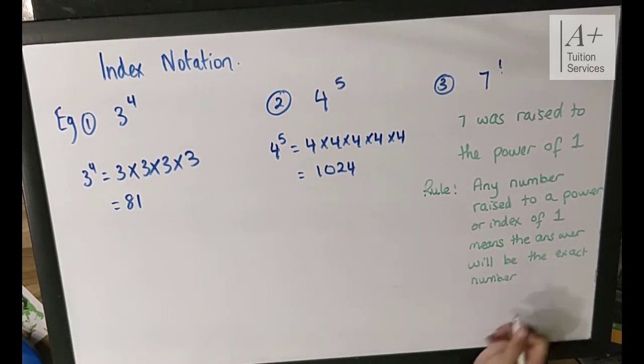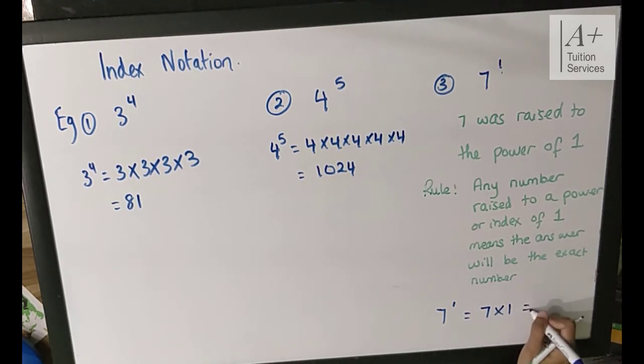Okay, so 7 raised to the power of 1 means 7 multiplied by 1, which is equal to 7. Any number raised to the power of 1 is equal to the number itself. So if I had 6 to the power of 1, it will be 6 multiplied by 1, which is equal to 6. If I had 8 to the power of 1, it will be 8 multiplied by 1, which is 8. Okay, so this was the first type of work solutions, right?